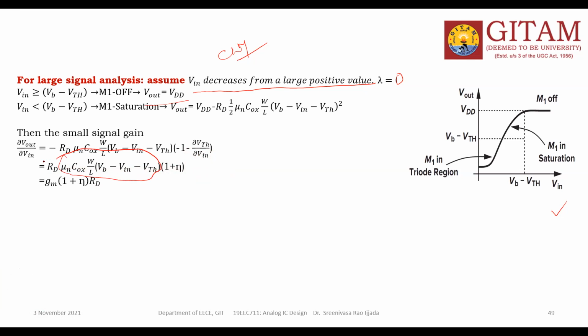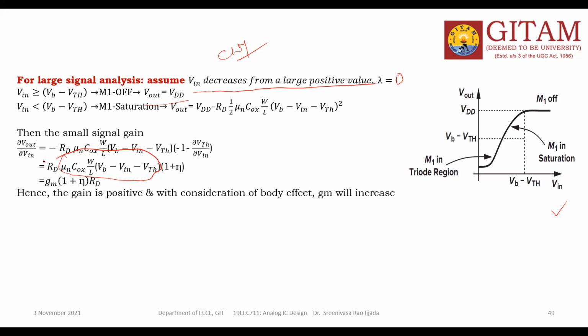So GM into 1 plus eta into RD is the small signal gain of the common gate amplifier. Hence the gain is positive, and I think in earlier cases we got negative voltage gain values, so minus GM into RD like that. But now here we got the positive gain, and with consideration of the body effect, the GM is higher.